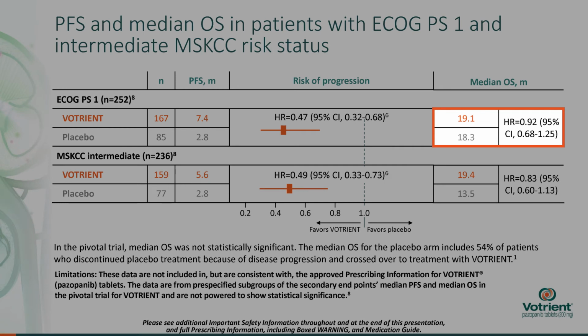Median OS in patients with ECOG performance status 1 was 19.1 months for Votrient versus 18.3 months for placebo. In intermediate MSKCC risk patients, median OS was 19.4 months for Votrient versus 13.5 months for placebo.